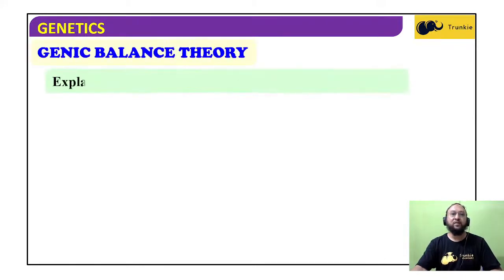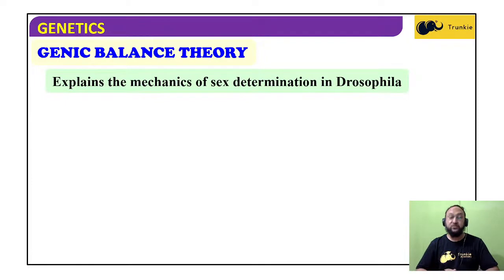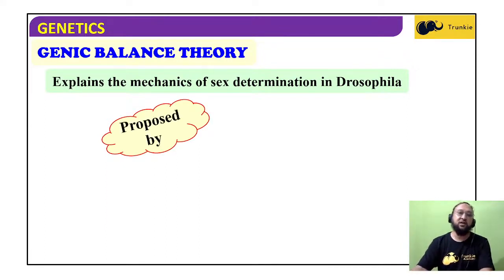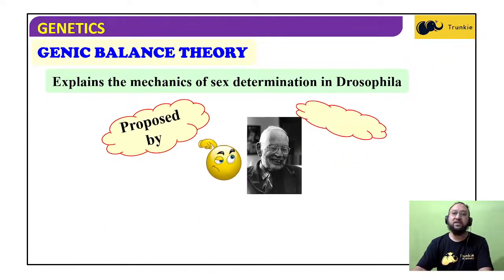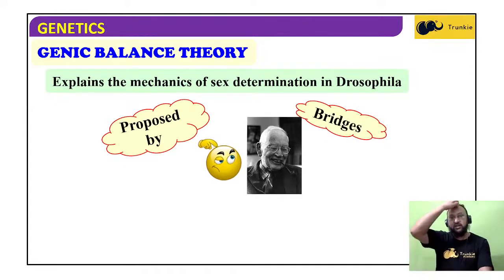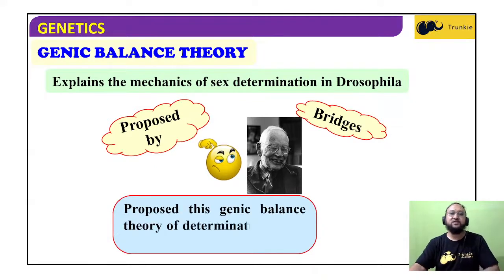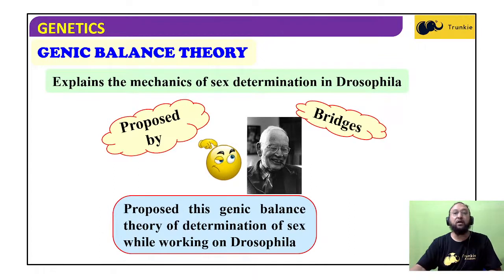Now, what is the genic balance theory? It explains the mechanism of sex determination in Drosophila. There was a scientist who studied Drosophila extensively, and he was very interested in genetics and the mechanism of transmission of characters to the offspring. The genic balance theory was proposed by the very famous scientist C.B. Bridges while working on Drosophila.